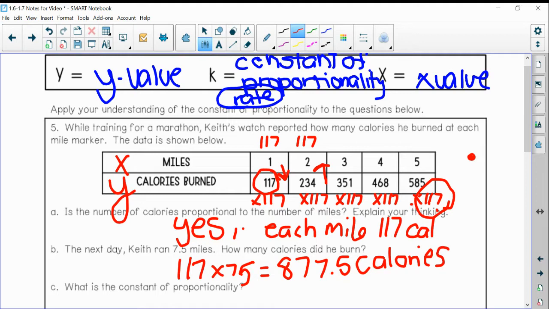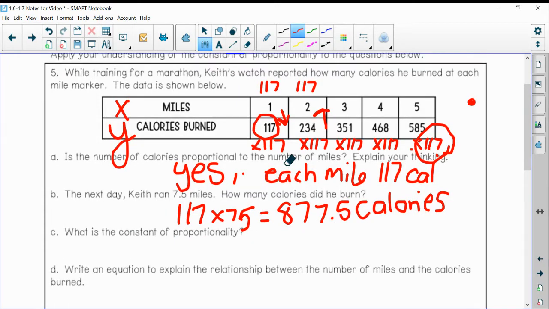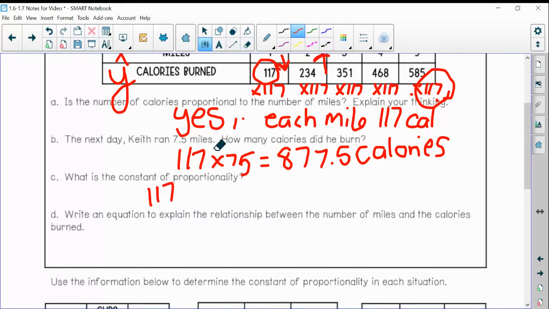Well, and it asks us what's the constant rate of proportionality? Our rate. For every mile, we burn 117 calories. Each mile we multiplied by 117. Each calorie we divided by 117 to get however many miles we walked. So write an equation to explain that relationship.